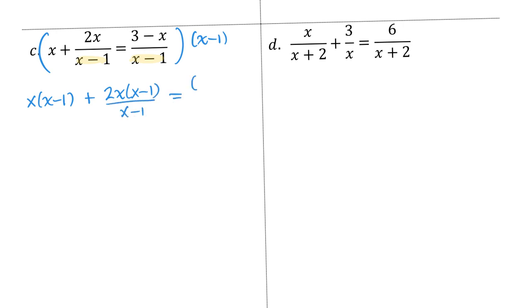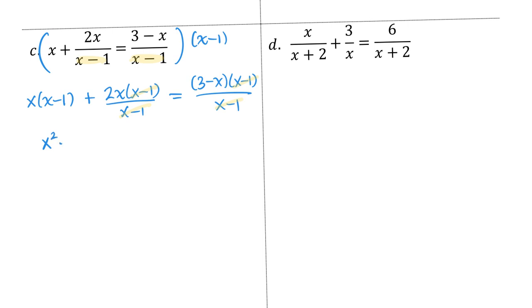Equals, if I do 3 minus x times x minus 1, but then I divide by x minus 1, some of this is going to cancel. So this cancels and this cancels. And some of you will cancel that in your head, and I'm okay with that. Just be really careful. Okay, let's distribute.